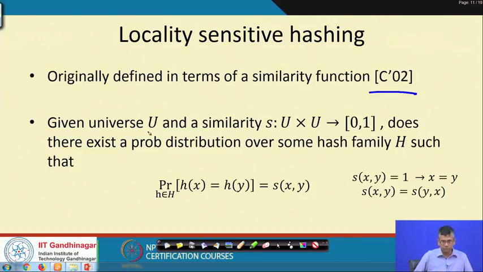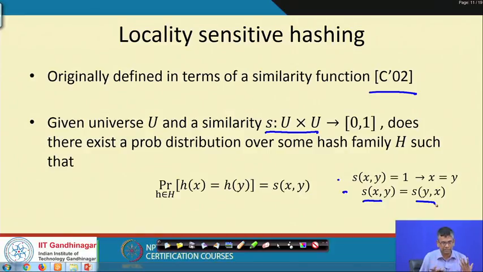Given a universe U and a similarity function S. So, what is the similarity function? A similarity function takes a pair of elements and returns the similarity of this pair. You can assume that it satisfies some simple properties. For instance, the similarity of x with y is 1 if and only if x equals y, and the similarity is a symmetric function: the similarity of x with y is the same as the similarity of y with x. Let us say a similarity function is any function that satisfies these simple properties.